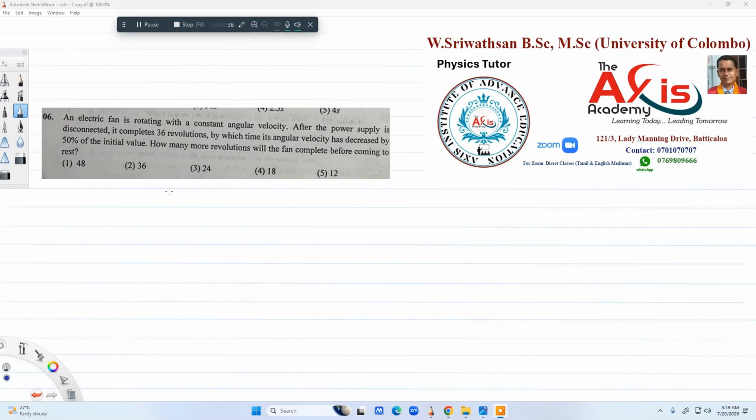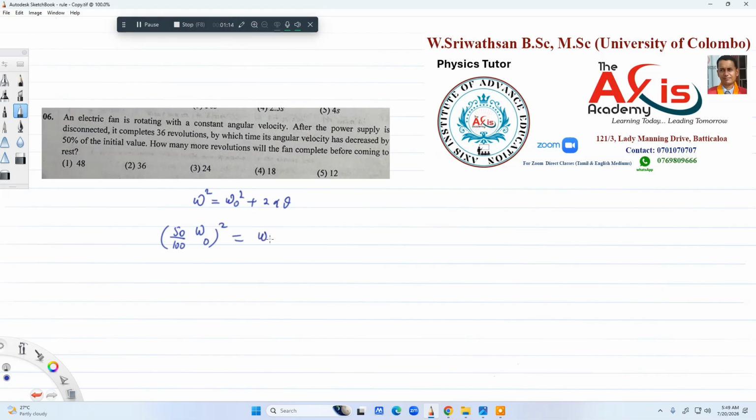So here the time is not given, so we can use omega squared is equal to omega naught squared plus 2 alpha theta. This question comes under rotational motion. For the initial case, the angular velocity becomes 50% of the initial value. Initial angular velocity is omega naught, so omega is 50% of omega naught. That is the final value of the angular velocity.